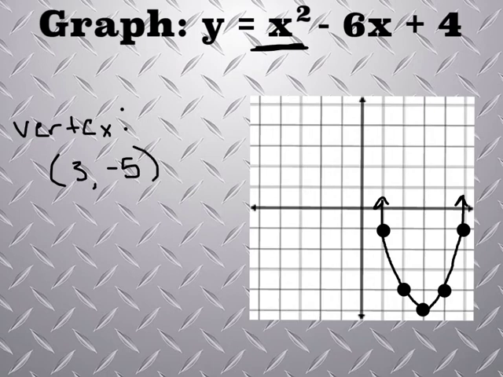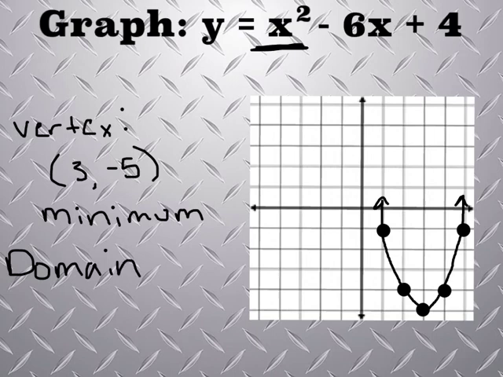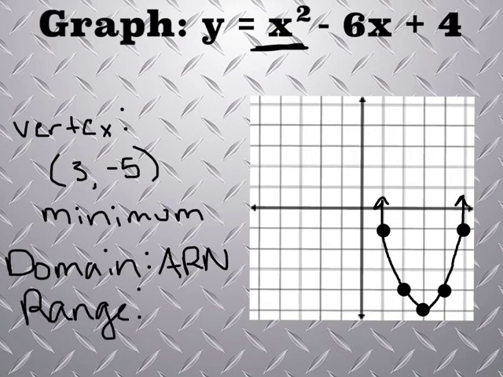Now, does this form a minimum or a maximum? Because it's the lowest point of the graph, this is a minimum. Our domain, or all of our possible x values, remember if we zoomed out, even though it looks like the graph is just going straight up, it's actually going slightly outwards. So our domain is all real numbers. And our range, or our possible y values, are y greater than or equal to -5.